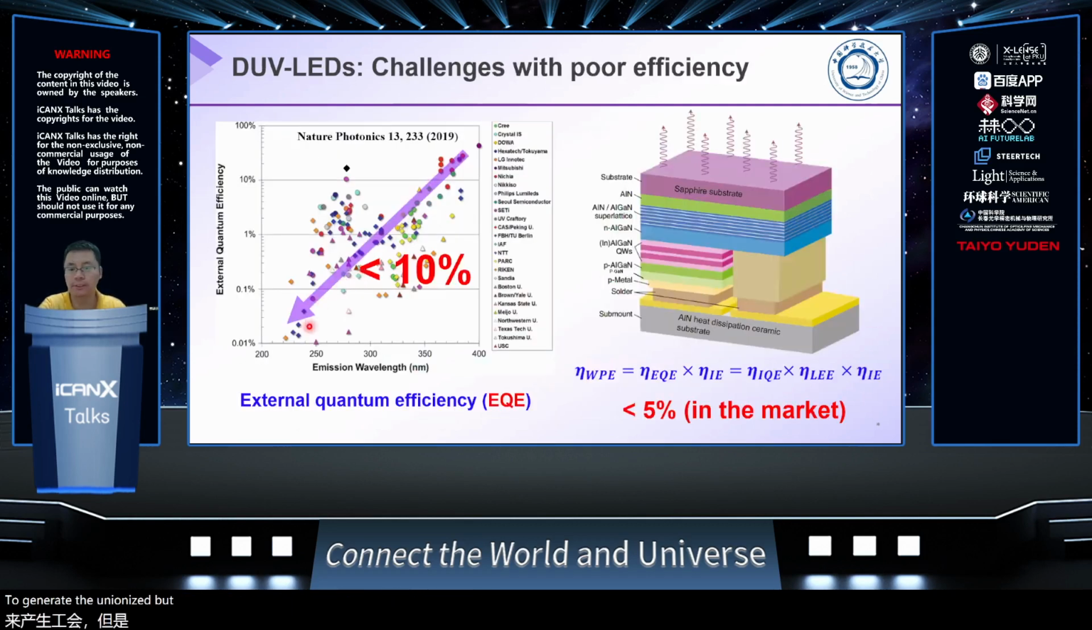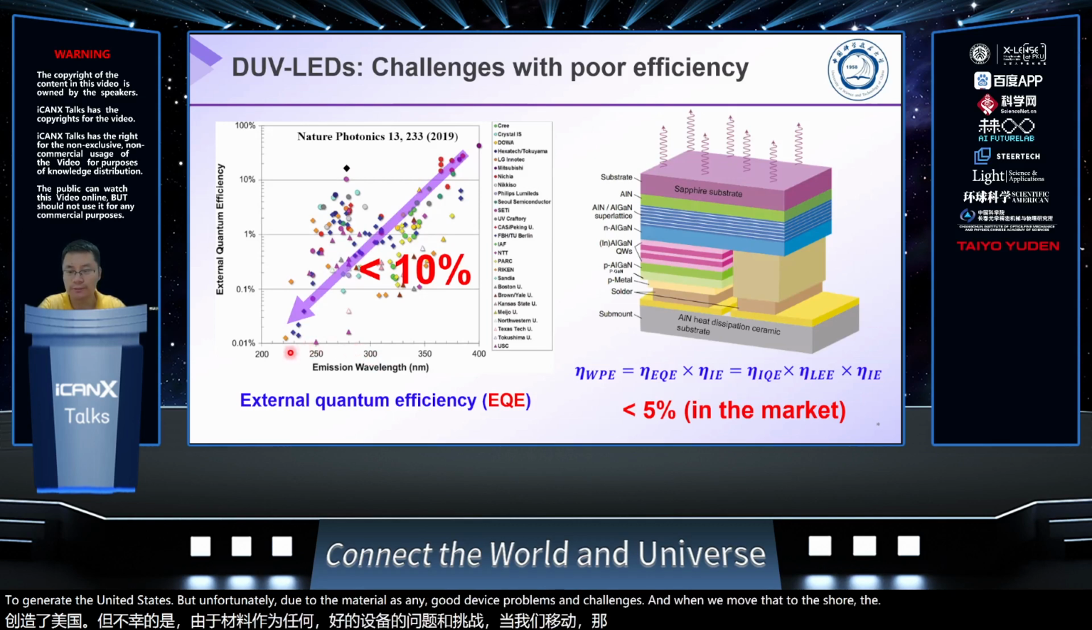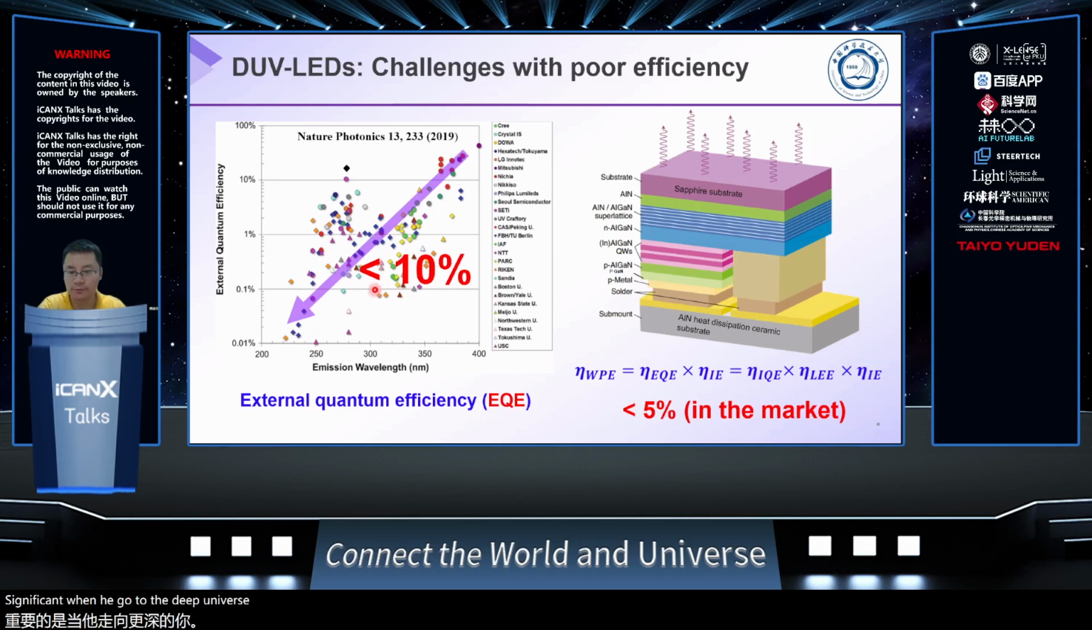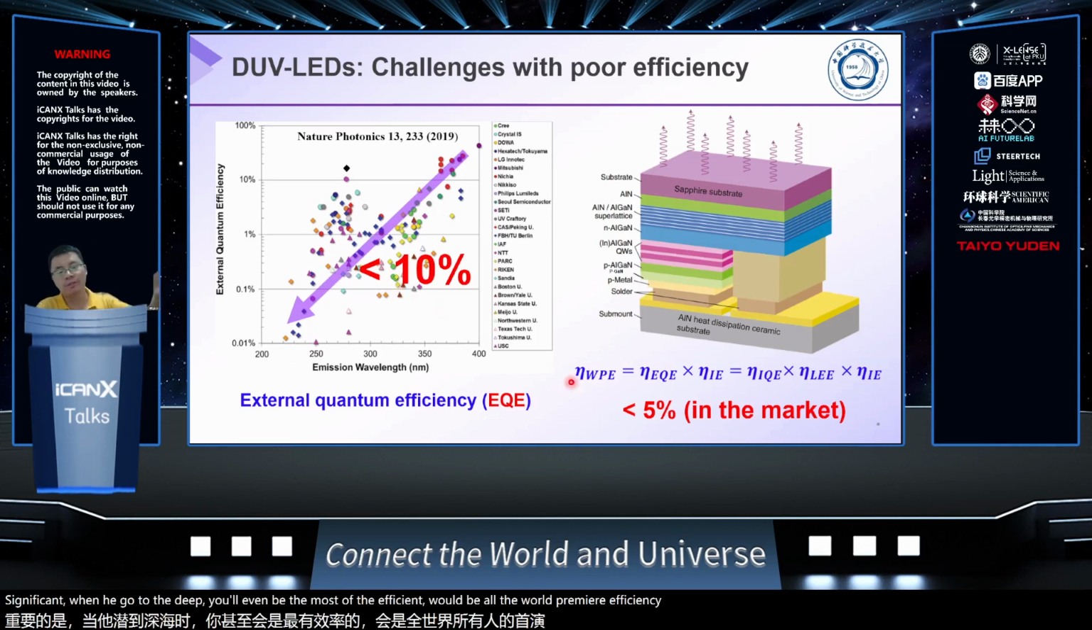But unfortunately, due to material and device problems and challenges, when we move to shorter wavelengths, the efficiency drops significantly. When you go to the deep UV band, most of the wall plug efficiency, meaning how much electricity is converted into light, is less than 5%.